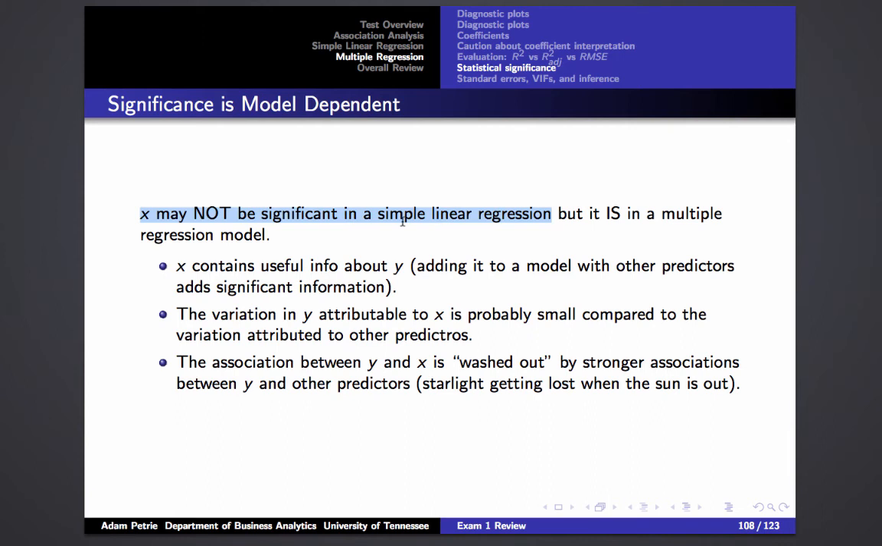Well, X really does contain useful information about Y. It just means that in this case, the amount of variation in Y due to other factors not accounted for in the simple linear regression is overshadowing the variation in Y that can be attributed to X. Basically, the association between Y and X is getting washed out by much stronger associations between Y and other predictors, like the starlight getting washed out by the sun in the daytime. And it's only when we have a multiple regression model and we can account for the variation in Y due to these other predictors that the association between X and Y stands out.